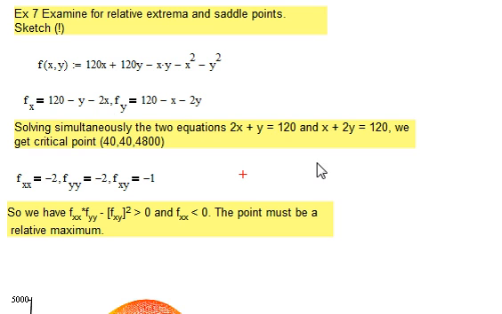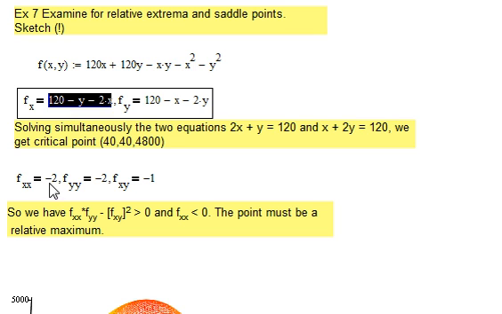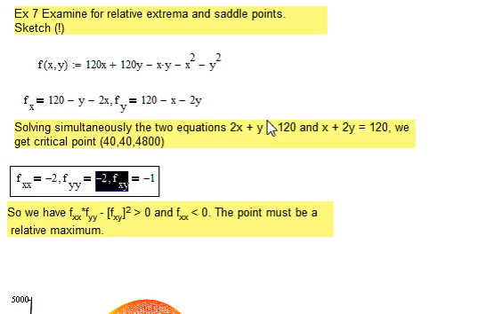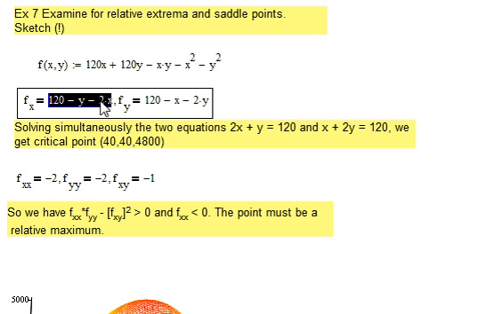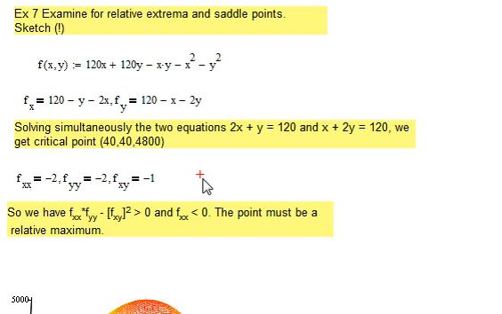So let's look at the second partials. The second partial with respect to x is just negative 2. The second partial with respect to y is also negative 2. And the mixed partial, we could look at this one: the partial of this with respect to y is negative 1. Or we could have looked at this one: the partial of this one with respect to x is negative 1. And so now we're ready to check out D.